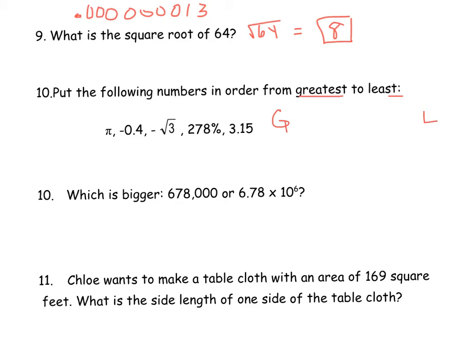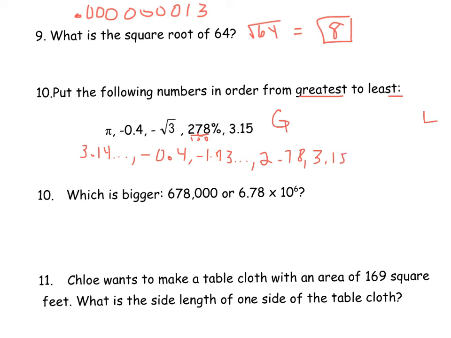All right, so let's go ahead and take an opportunity to look at pi. You can actually type pi into your calculator, and that's 3.14... It's an irrational number. Negative 0.4. All right, and then if you convert the negative square root of 3, you're going to get negative 1.73. That's also an irrational number, so that would continue. 278%, I can divide that by 100 or move my decimal 2 places to the left, and that would be 2.78. And 3.15 is already in decimal form, so I don't have to worry about it.